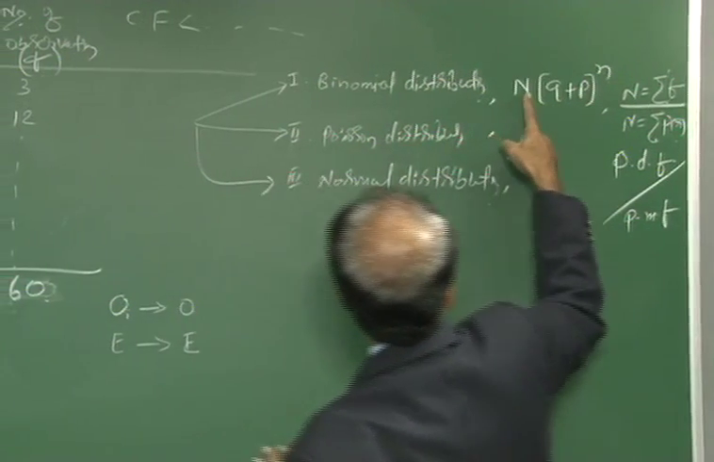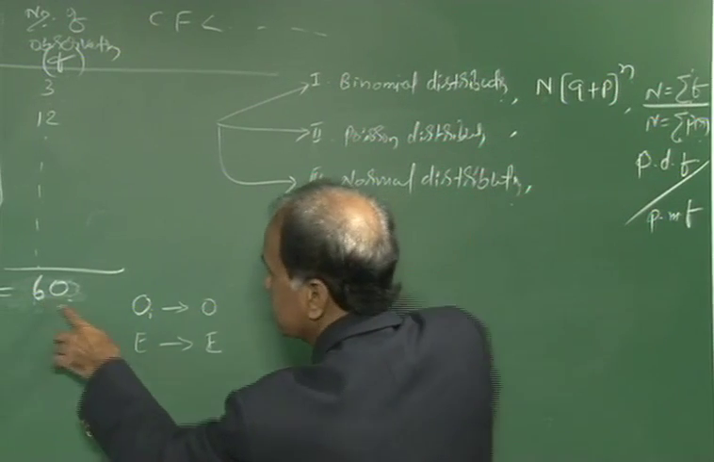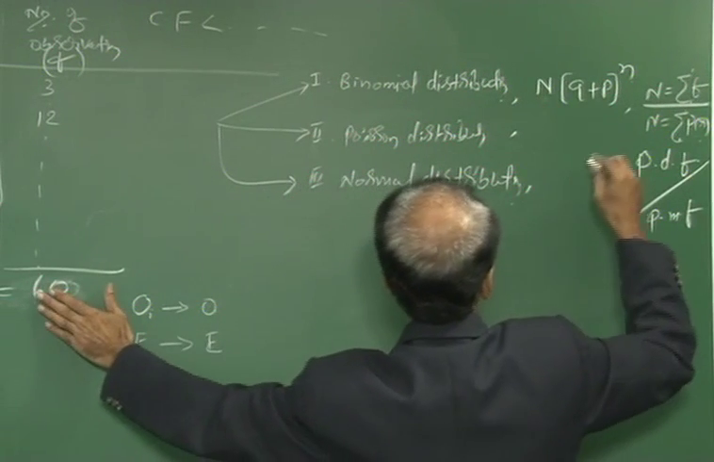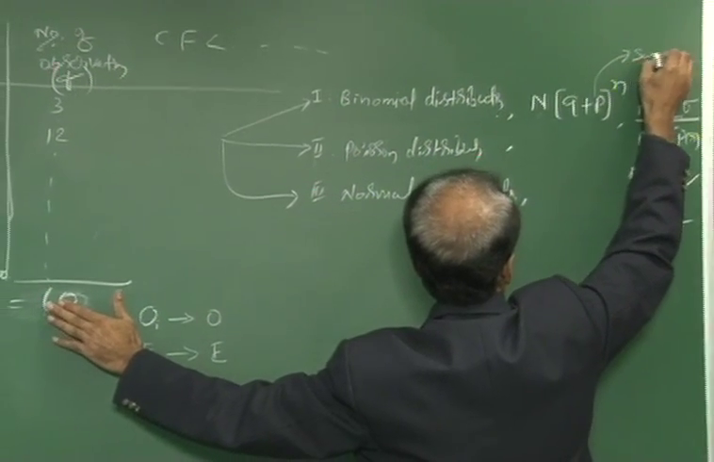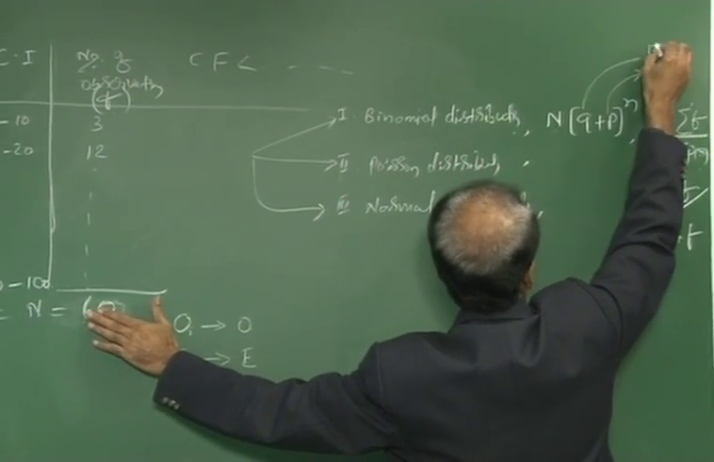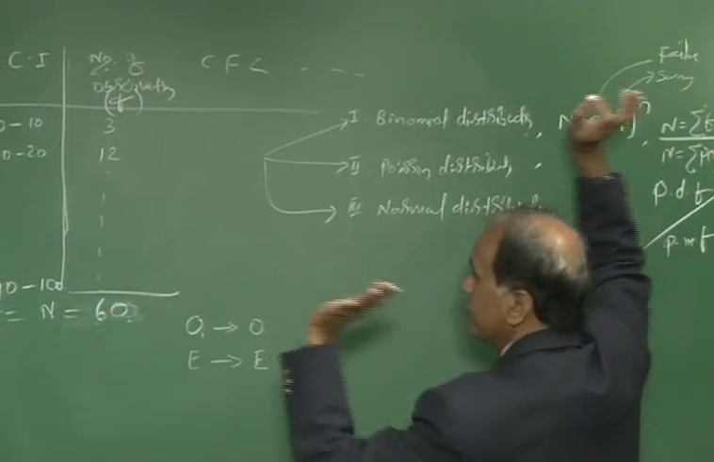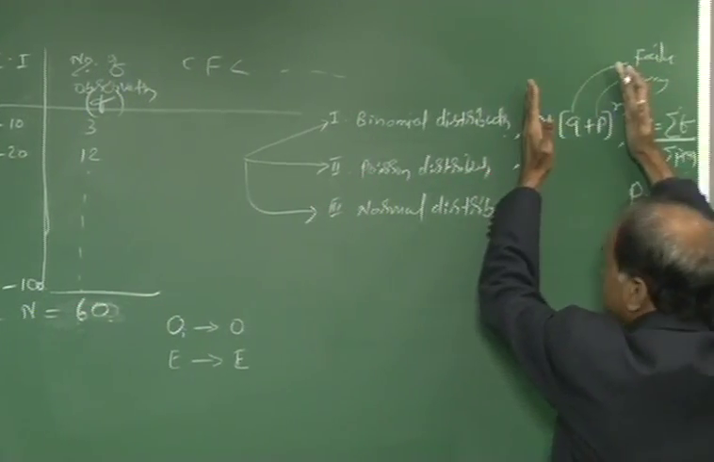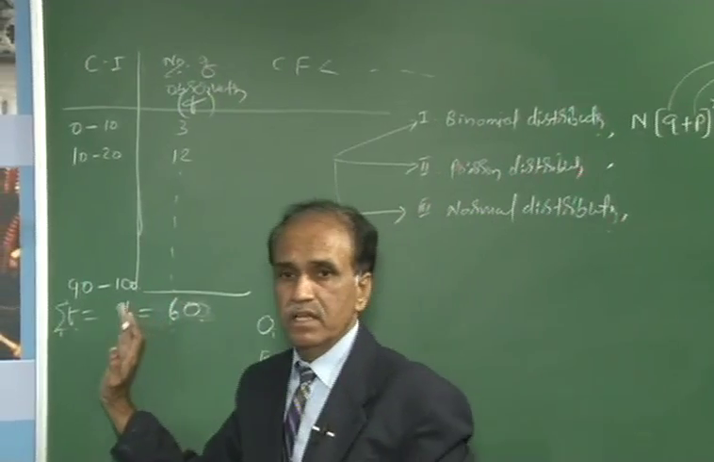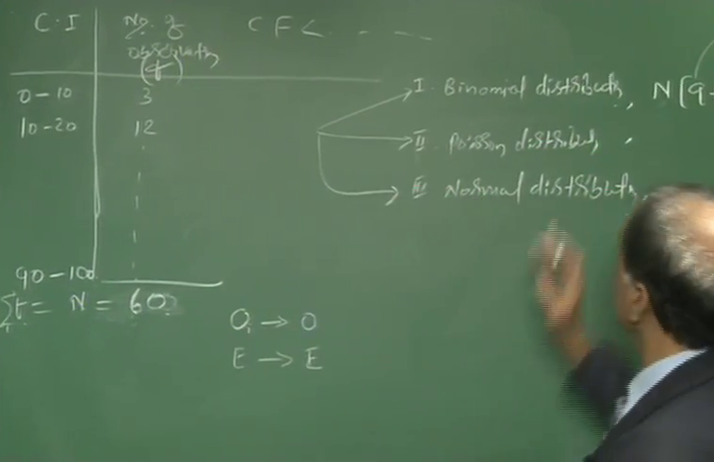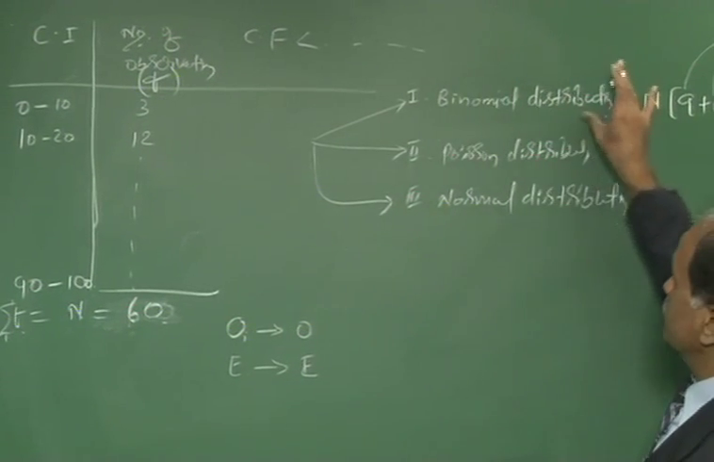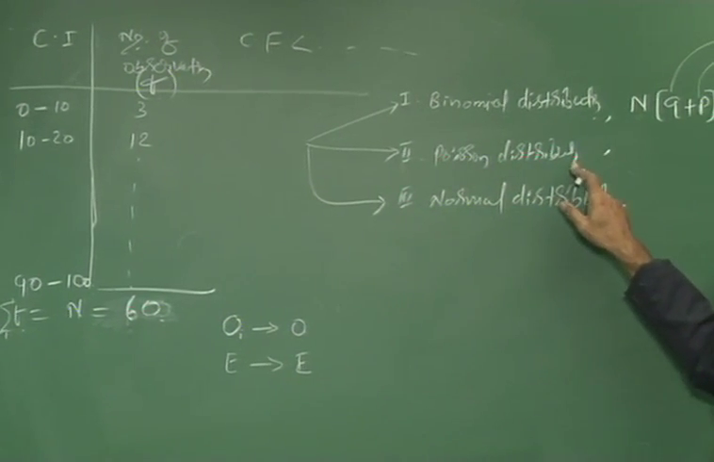For example, N is a total of 60 here, this is capital N. Probability P says success and Q says probability of failure. When you fit this equation using this total, you get the distribution of all the values. This is from binomial distribution. Now, the Poisson distribution equation.